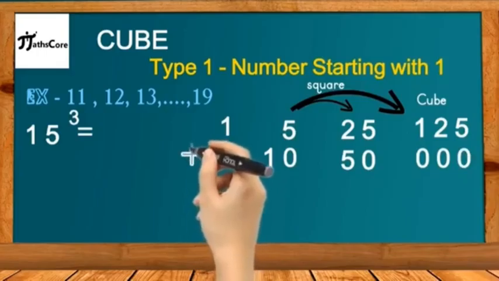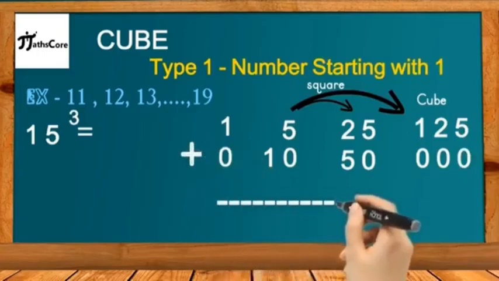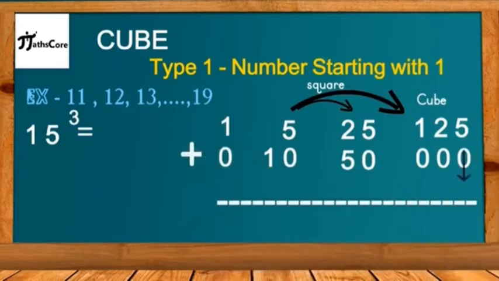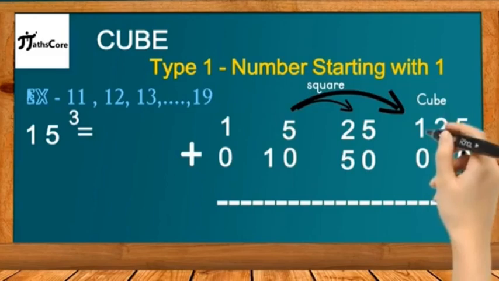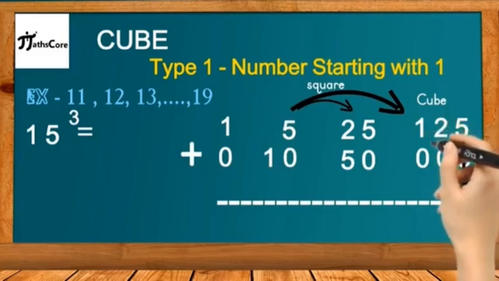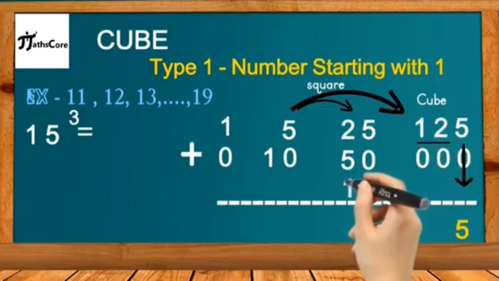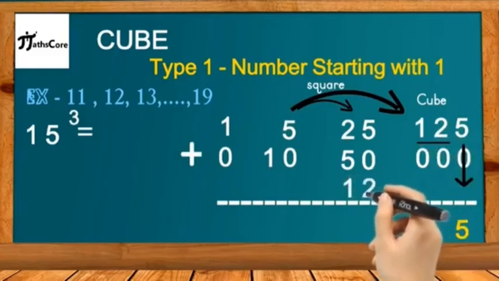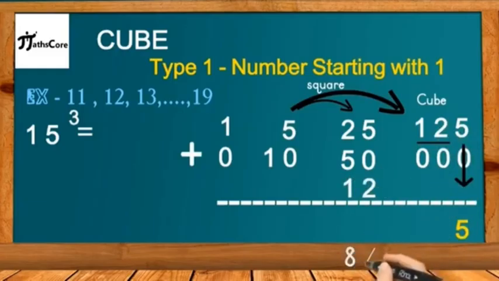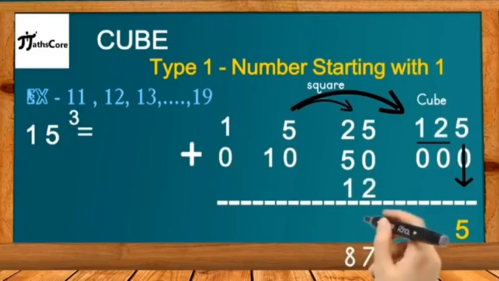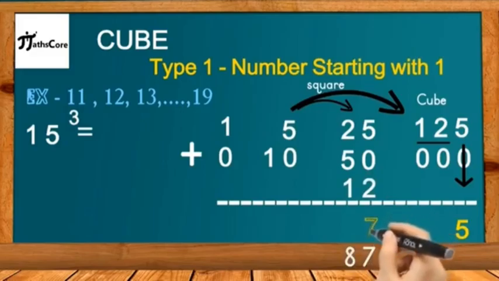Now, we need to add all these digits. Starting from the right hand side, we add 125 plus 0 first. 125 is a 3-digit number, so we will just write the unit place digit 5 in the answer, and the remaining 2 digits, 12, we will take as a carry. Now, we need to add this 12 to the third place numbers, which are 25 and 50.